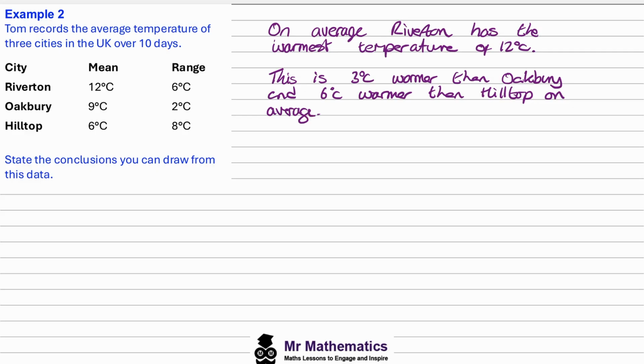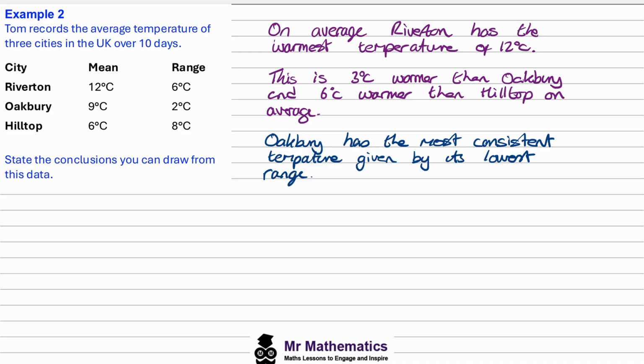So our second conclusion will be based on a range. And because Oldbury has the smallest range, this means their data is less spread out. So our conclusion could be that Oldbury has the most consistent temperature given by its lowest range. We could also say the opposite of this, that Hilltop is the least consistent given by its highest range. Okay? So these are our two conclusions. Let's try another example.